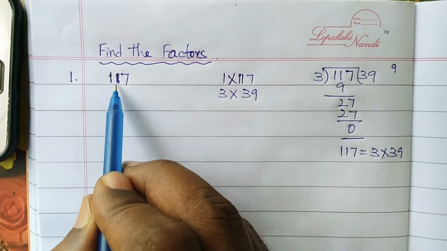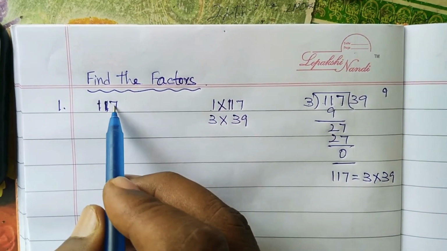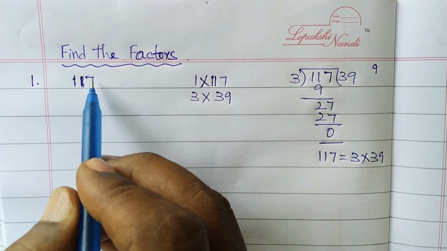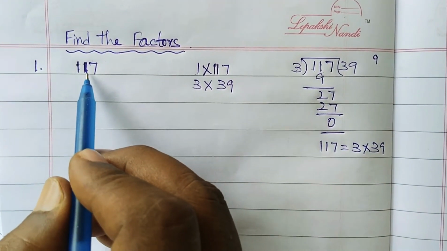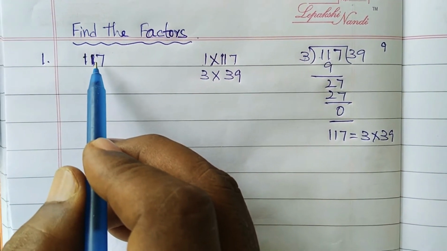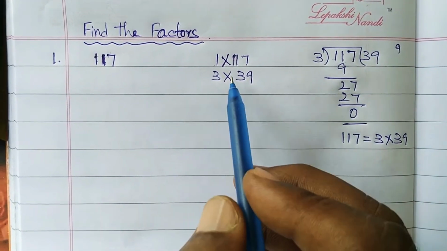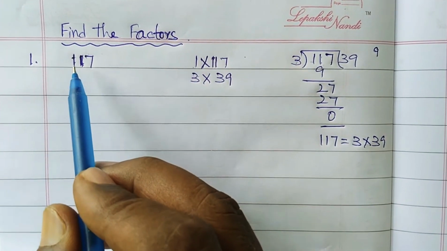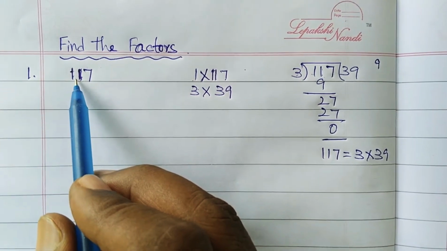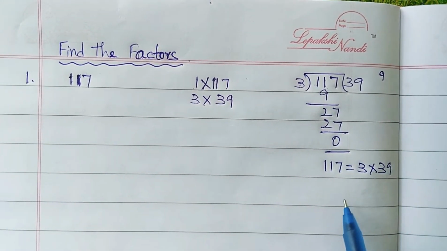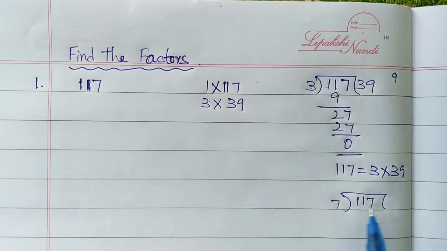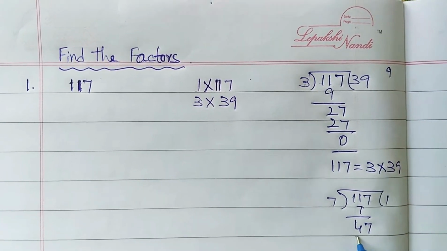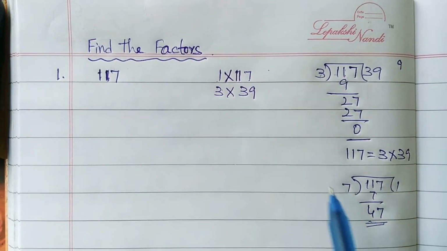Next, 4: in the 4 table, we don't get 117. It is not a multiple of 5 also. Why? Because it is not ending with 5 or 0. Is it a multiple of 6? No. Why is it not a multiple of 6? Because it is not a multiple of both 2 and 3. If it is a multiple of 2 and 3, then it is a multiple of 6. For 7, it is not a factor. You check it: 7 ones are 7, 7 sevens are 49. Therefore, it is not possible, so it is not a factor of 7.